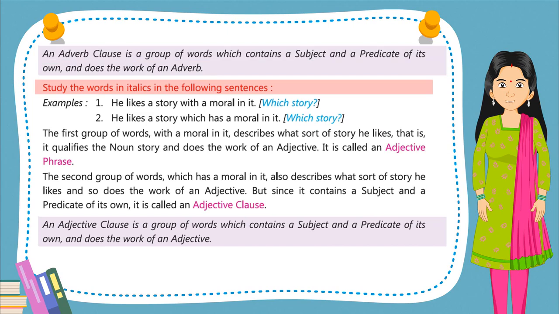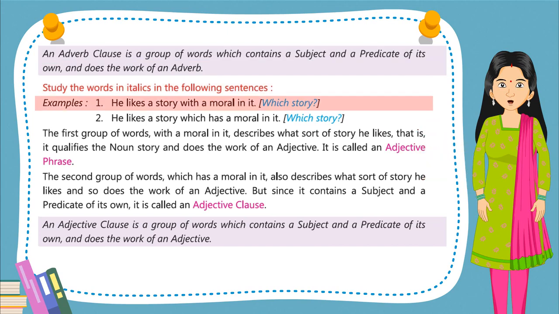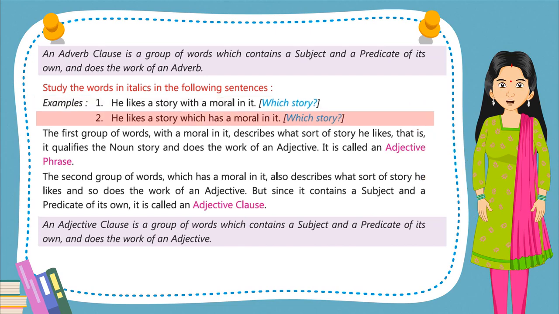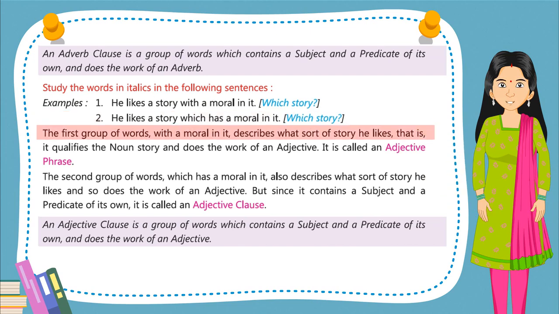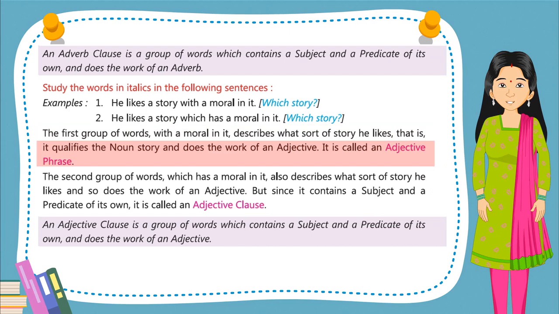Study the words in italics in the following sentences. Examples. 1. He likes a story with a moral in it. Which story? 2. He likes a story which has a moral in it. Which story? The first group of words, with a moral in it, describes what sort of story he likes, that is, it qualifies the noun story and does the work of an adjective. It is called an adjective phrase.